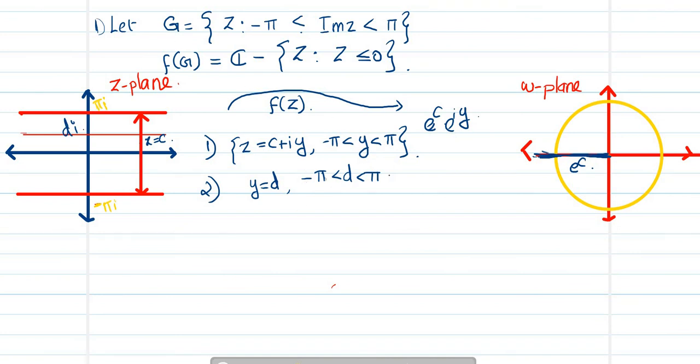And this y equal to d, where d varies from minus pi to pi. Suppose this is the straight line y equal to d. Here, suppose this is our straight line segment. And this is the angle d. So this is a ray actually. This is an infinite ray. This is an image.